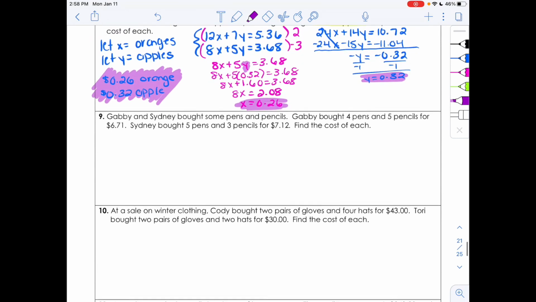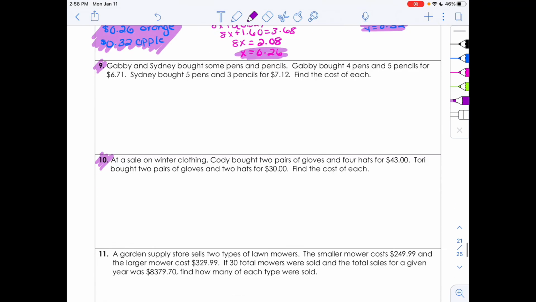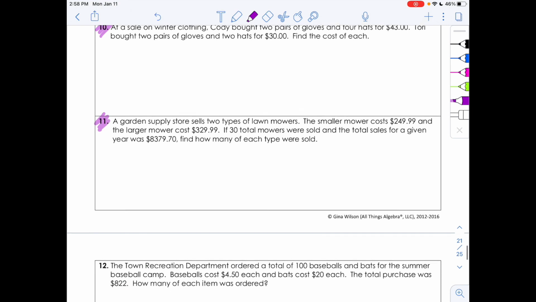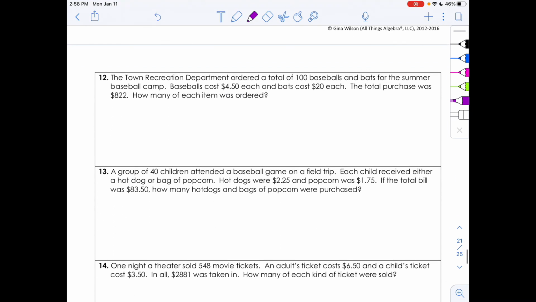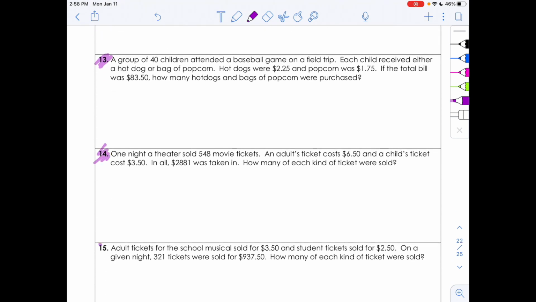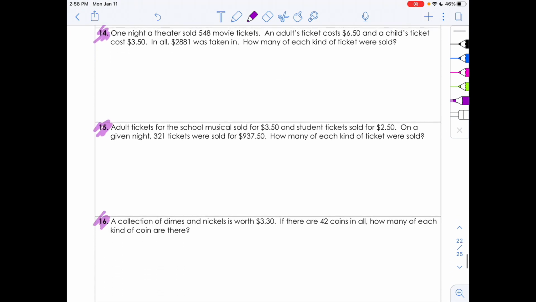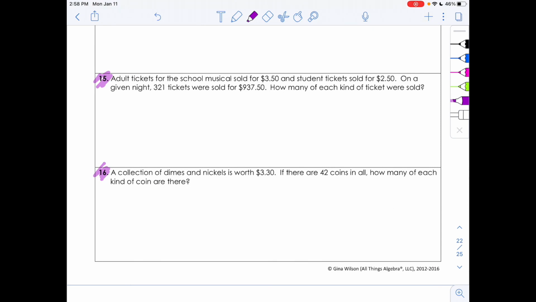Go ahead and highlight number 9, 10, and 11. And then highlight 12, 13, 14, 15, and 16. And again, as you write your equations, once it's time to solve it, you can choose whichever method you want, but choose the easiest method that makes sense. And if you're working with numbers, especially with decimals or fractions, remember you have a calculator that you can use.